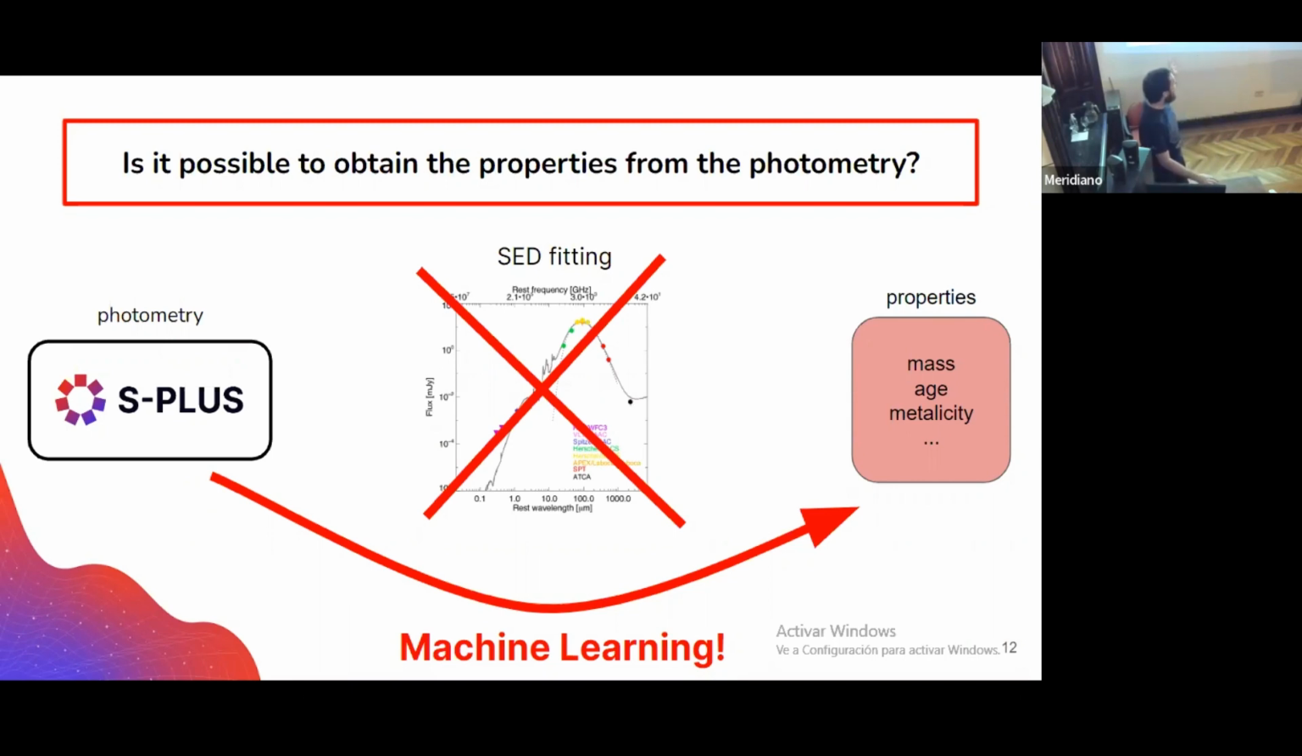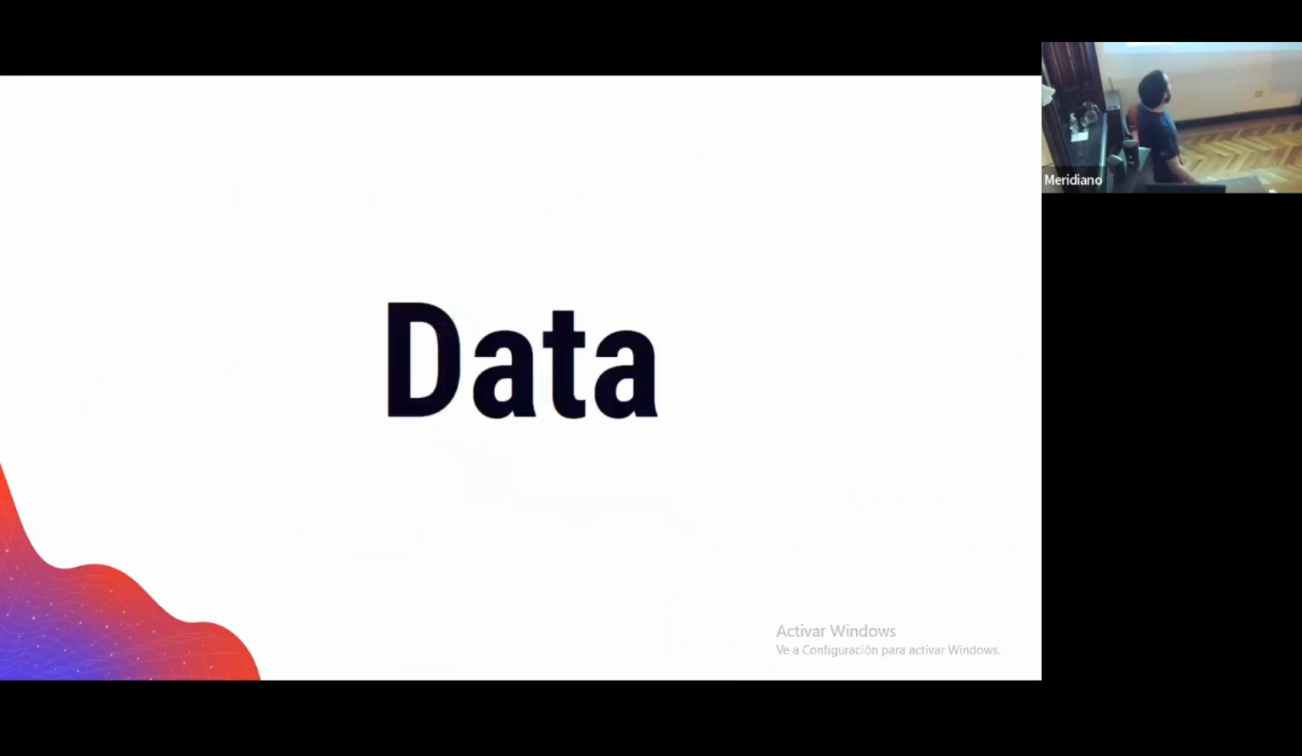If you're working with S-PLUS that has millions of objects, you need a lot of computational power to apply this SED fitting. So the idea is that by using machine learning, we can drive down the time needed to find this relationship, to obtain the properties, a lot. And that's what we will try to do, to relate the photometry to the properties. So let's talk about the data.